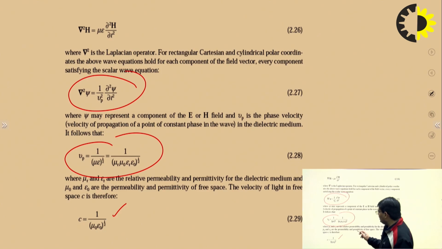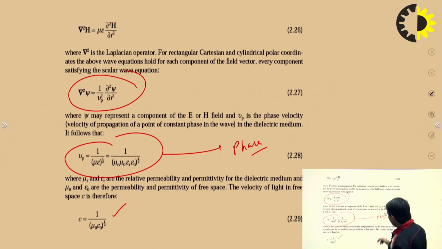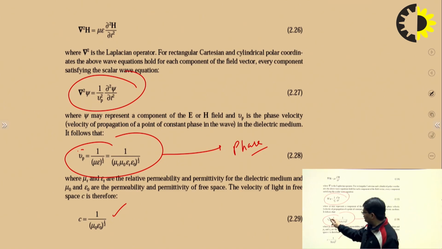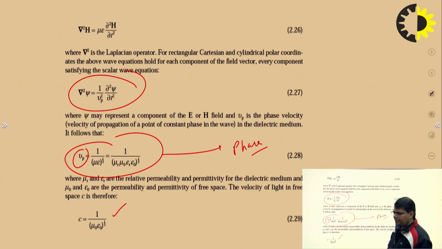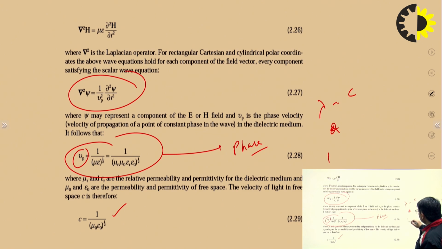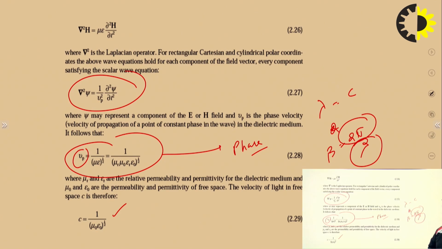So the necessary condition for this wave propagation is phase shift or phase change. Whenever there is a phase shift or phase change, only then the wave will propagate. That's why the velocity here denoted is known as the phase velocity. It's simple. The beta equal to 2 pi by lambda. Whenever there is a phase shift of 2 pi, the distance covered will be lambda, one wavelength.